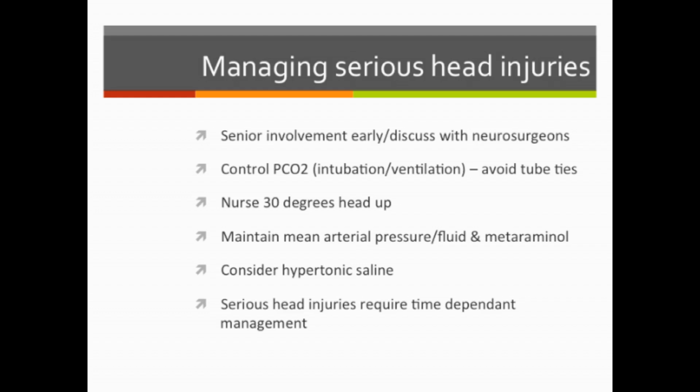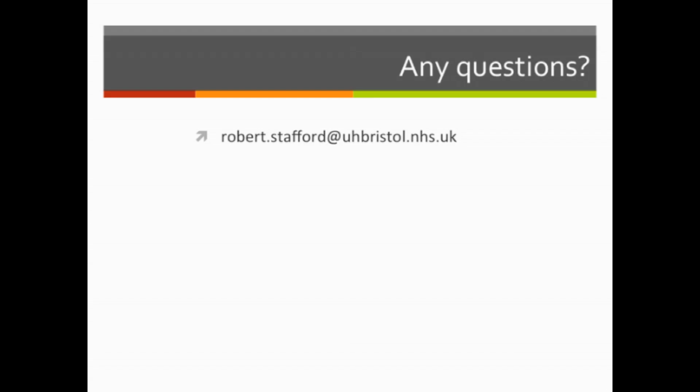It's really important to appreciate that seriously head-injured patients require time-dependent management. The clock is ticking, and it's really important that we institute appropriate management in the emergency department, but also make arrangements to discuss and to transfer to a neurosurgical centre when it's clinically indicated. So I really hope that this tutorial has been useful to you in introducing some of the basic principles of both head injury assessment and management, and has introduced some of the clinical decision-making tools that we can use to make appropriate decisions for our patients.